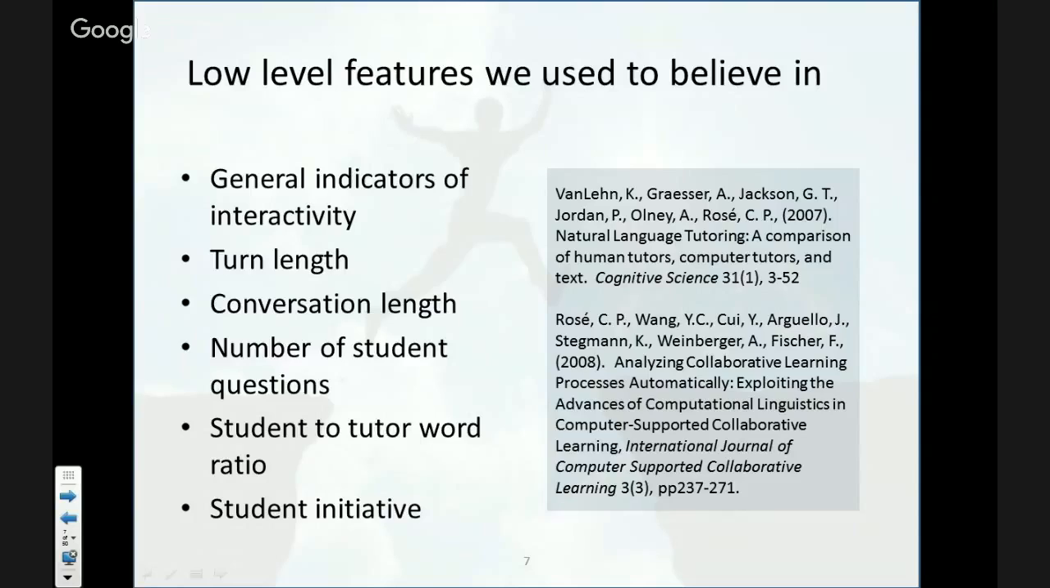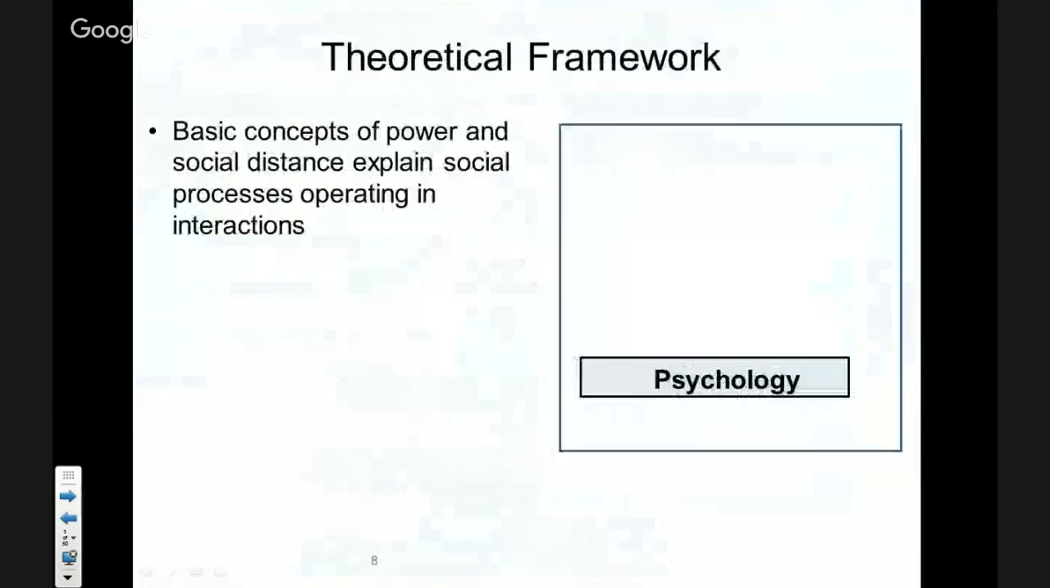We started to realize that these shallow features, these easy to compute indicators, probably correlated with important things about the discussion, but they weren't themselves the important thing about the discussion. And so that motivated looking deeper into what's known about categories of talk and how they connect with processes, both cognitive and social, and how those processes connect with learning.